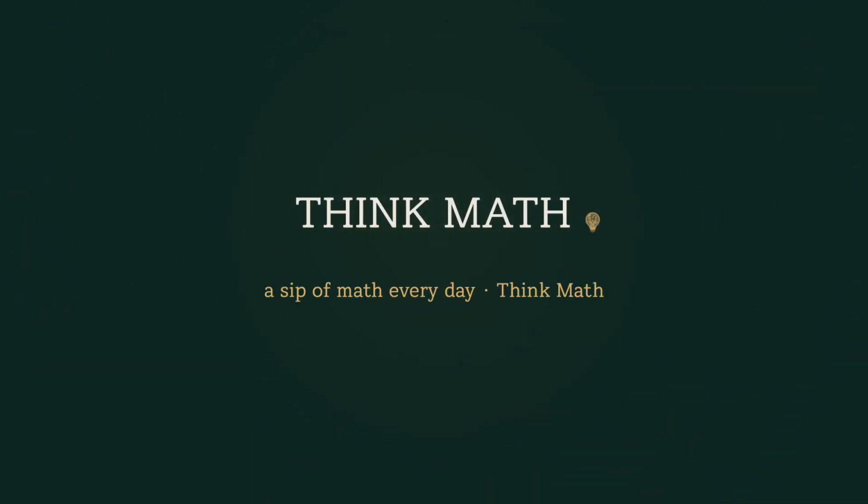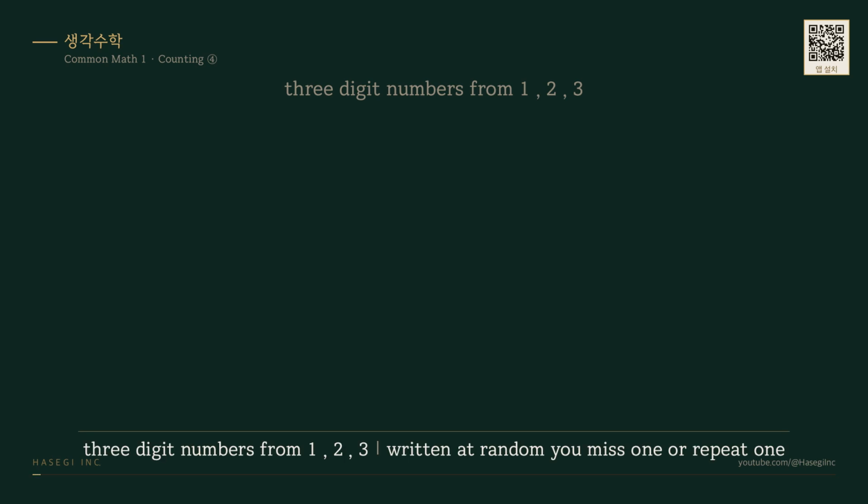Think math. Take the digit cards 1, 2, and 3 and build 3-digit numbers, using each digit only once. Asked to write them all down, most people produce something like this. 123, then 231, then 312, then 132. Wait, did I already write that one?